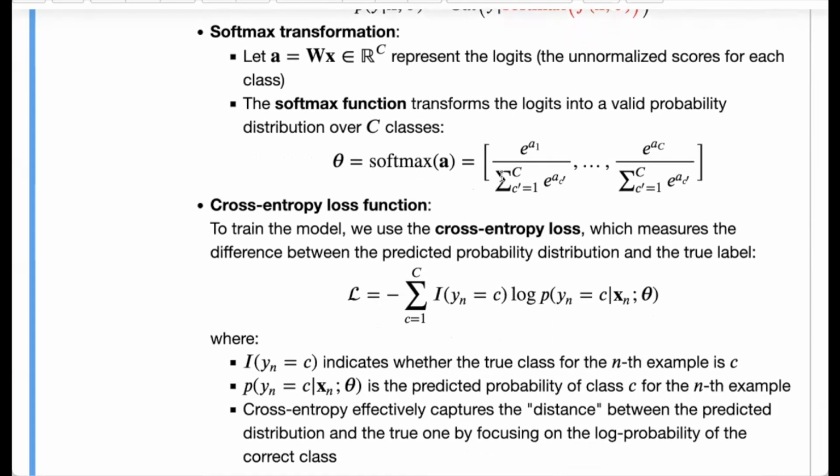And in order to do that, we divide each of these e raised to the, let's say, a1, a2, ac, by the sum of all these exponentials. So it is very clear here that if we add all these c values, then you get e of a1 plus e of a2 plus e of ac. And that's exactly what we have in the denominator too, which means that this is a valid probability distribution.